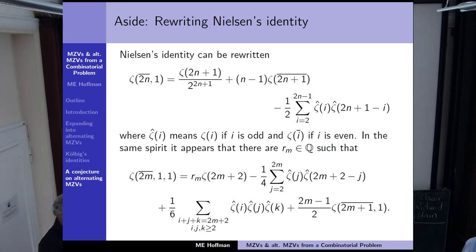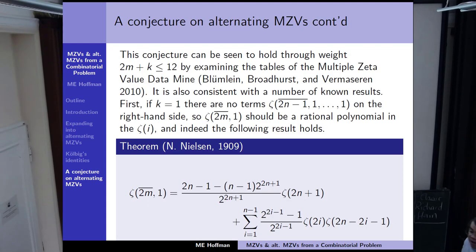If you could find a relation among multiple zeta values or alternating ones that is not homogeneous by weight, send it to the Annals. That's a big surprise.